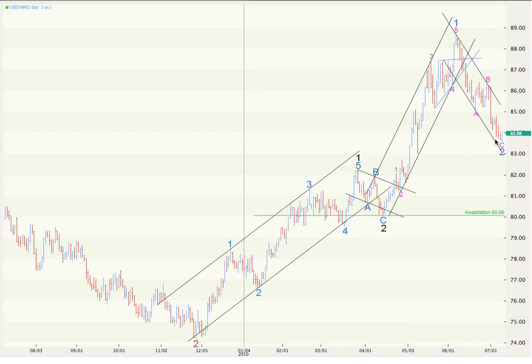So we have 5 waves up for wave 1, ABC down for 2, and then within 3, 5 waves up for 1, ABC for 2. We should be working next on a third wave at minor degree, within a third wave at intermediate degree, and remember this is all within a third wave at primary degree.